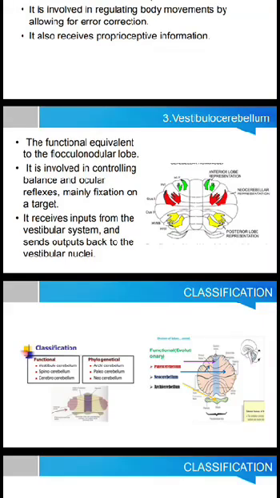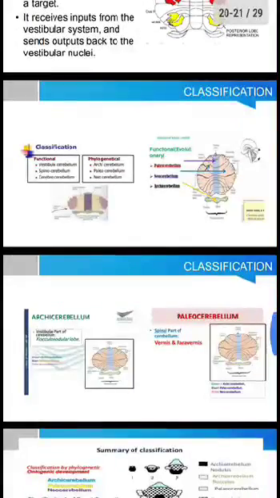Then coming to vestibulocerebellum, it is equivalent to the flocculonodular lobe. It is involved in controlling balance and ocular reflexes, mainly fixation on a target. It receives input from the vestibular system and sends the output back to the vestibular nuclei.